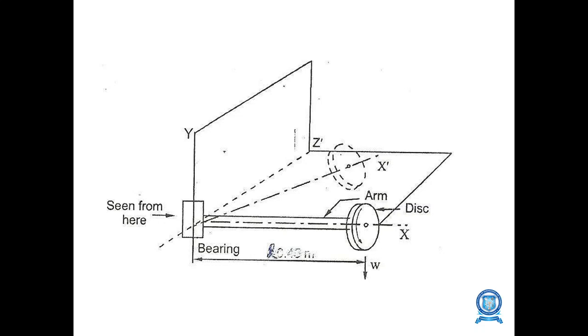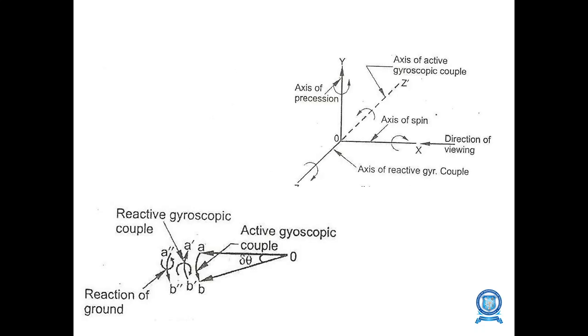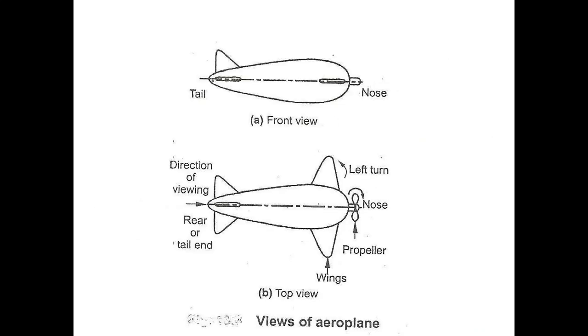This is the diagram as seen from here. The disc rotates along the z-axis. This is the reactive couple for the axis of gyroscopic couple. In the view of an aeroplane, when viewed from the front, it is called the nose and the rear end is called the tail, and the propeller rotates in a clockwise direction. The wings turn left and right.